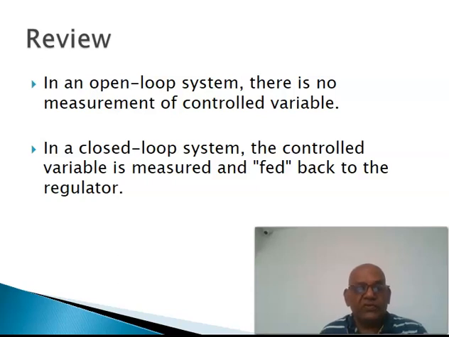Before we jump into the video, let us do a quick recap. We saw that in an open loop system, there is no measurement of the controlled variable and no feedback to the regulator. Whereas in a closed loop system, the controlled variable is measured and fed back to the regulator.